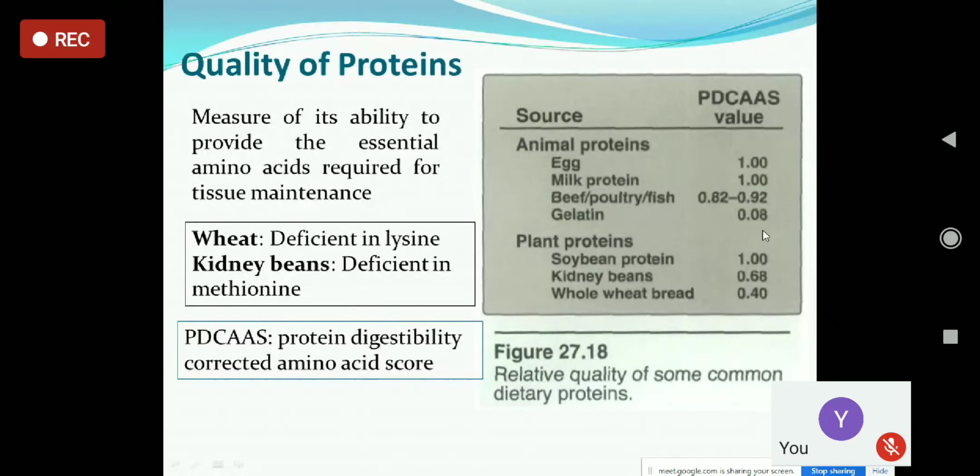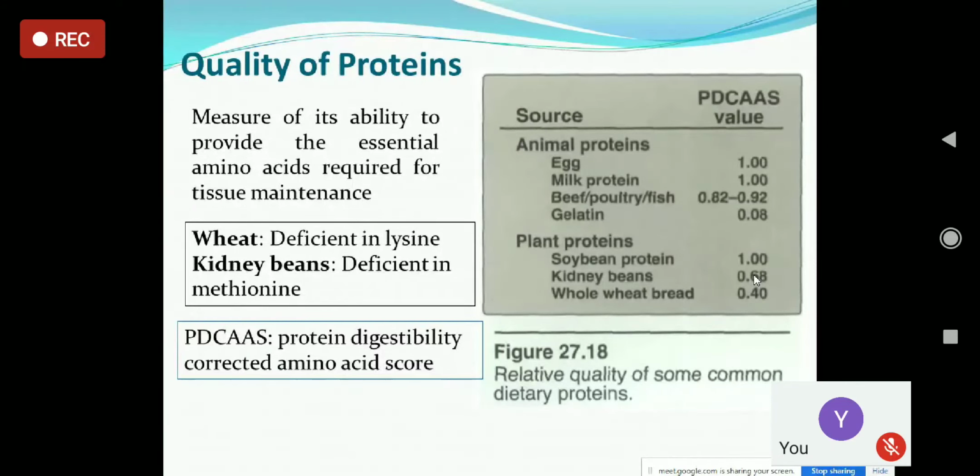So animal sources have higher quality of protein compared to plant sources. Whole wheat bread has only 0.4 because wheat is deficient in lysine, and kidney beans are deficient in methionine. That is why these values are found to be lower.